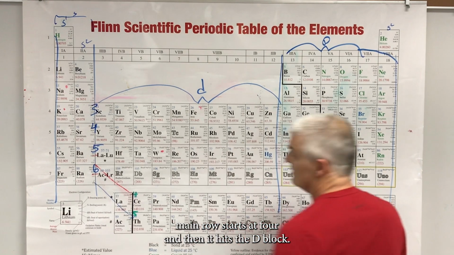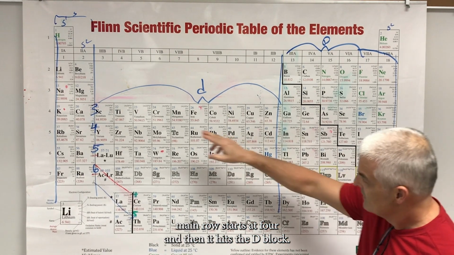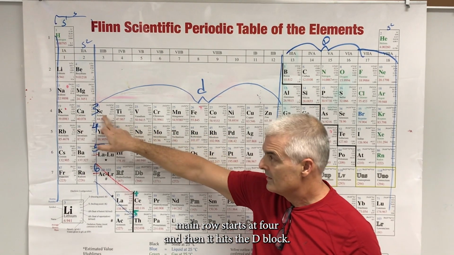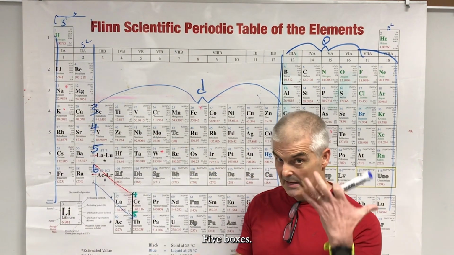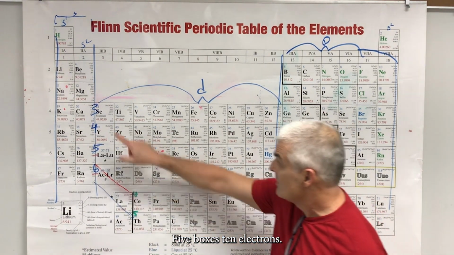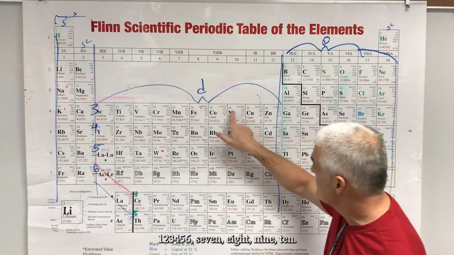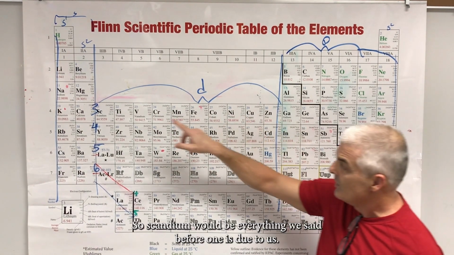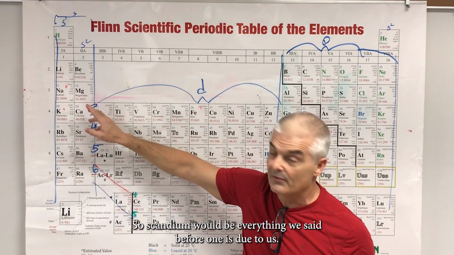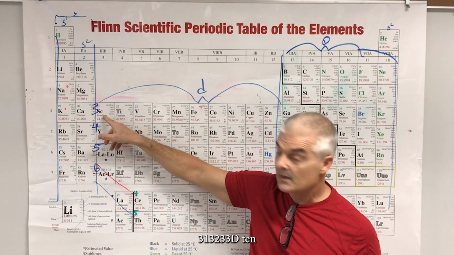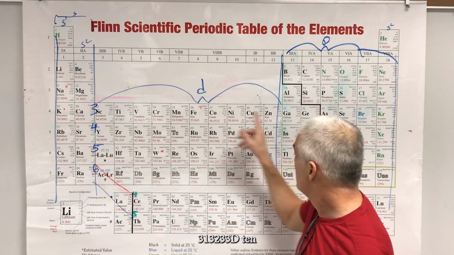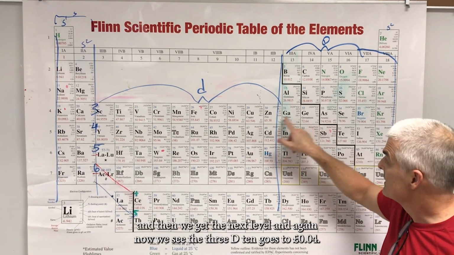So the main row starts at 4, and then it hits the D block, and goes to 3. D has how many? 5 boxes. 5 boxes, 10 electrons: 1, 2, 3, 4, 5, 6, 7, 8, 9, 10. So scandium would be everything we said before: 1s2, 2s2, 2p6, etc., 3d1. 3d2, 3, up to 3d10. And then we get to the next level.